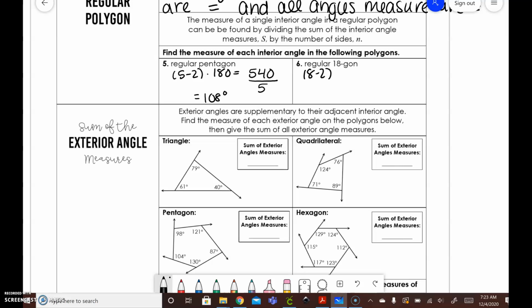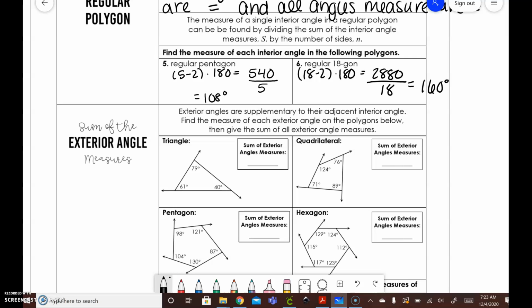If we do 18 minus 2 times 180, we get 2880 divided by 18 sides. So each individual angle of that interior 18-gon is going to be 160 degrees.